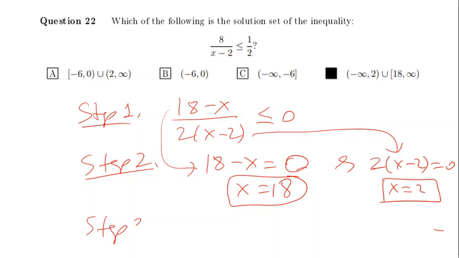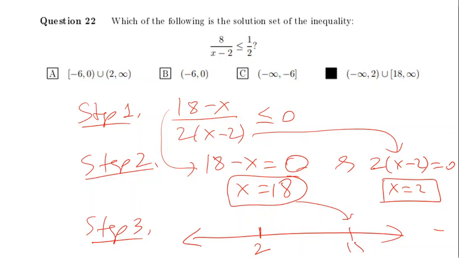Okay, step 3 is we put them here. 2 is here, and 18 is somewhere here. And then we will take values from each interval.